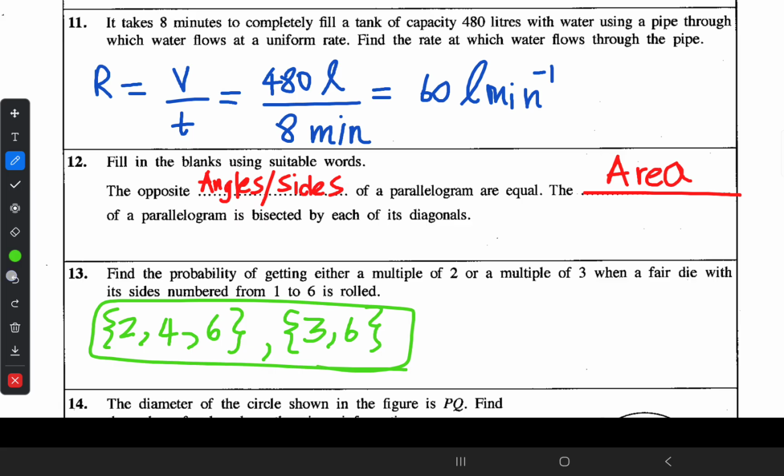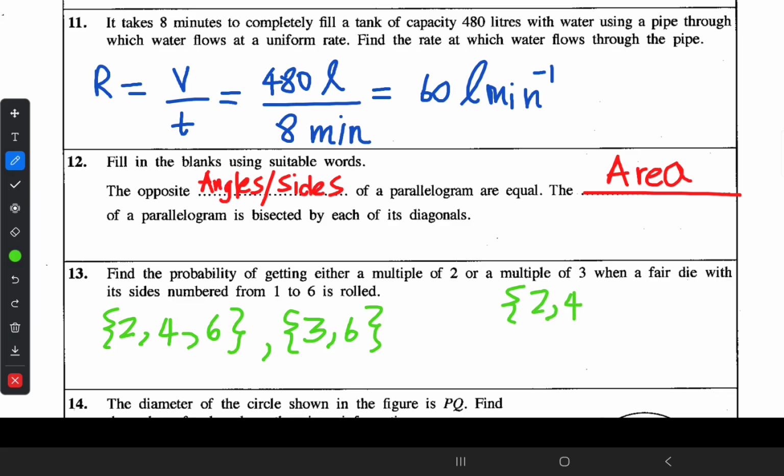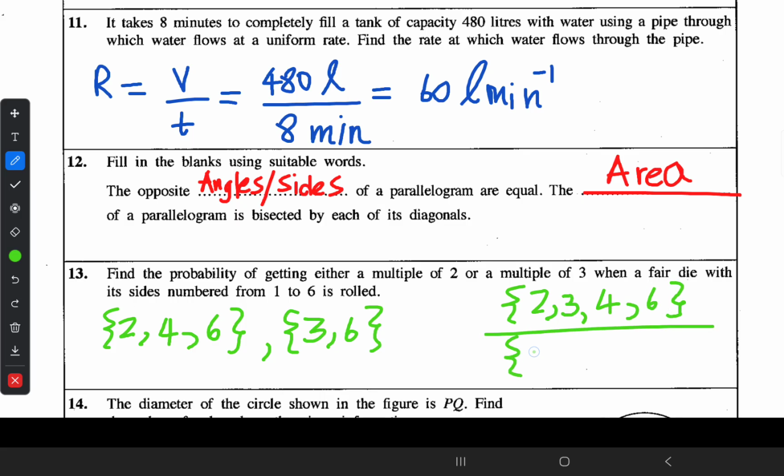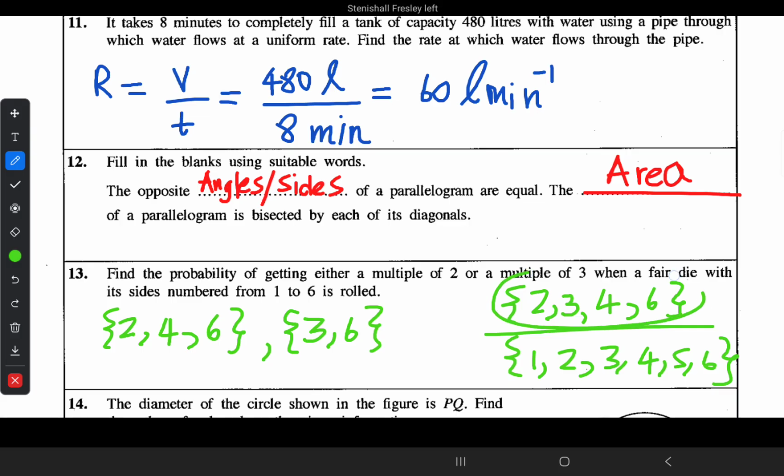So the overall different outcomes are 2, 3, 4, 6. And totally how many values are in the die? 1, 2, 3, 4, 5, 6. So these are the expected outcomes, either a multiple of 2 or a multiple of 3 when a fair die with its sides numbered 1 to 6 is rolled. So this is the probability we need.